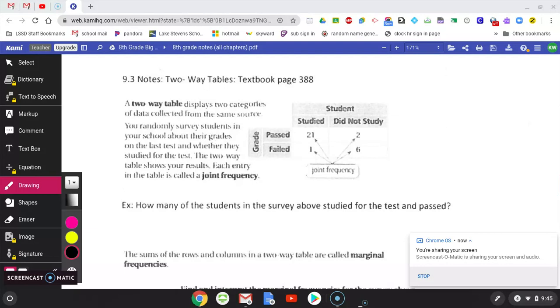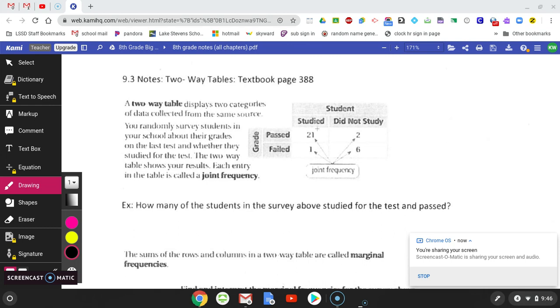9.3, two-way tables. A two-way table displays two categories of data collected from the same source. You randomly survey students in your school about their grades on the last test and whether they studied for the test. The two-way table shows your results. Each entry is called a joint frequency. So we've got the grades, whether they passed or failed, and whether they studied or didn't study.